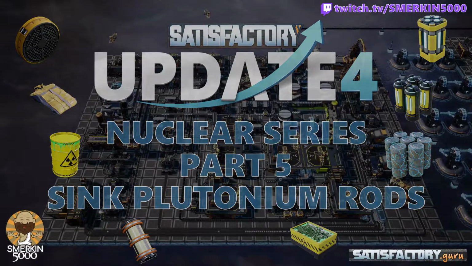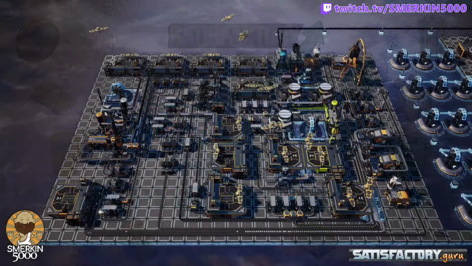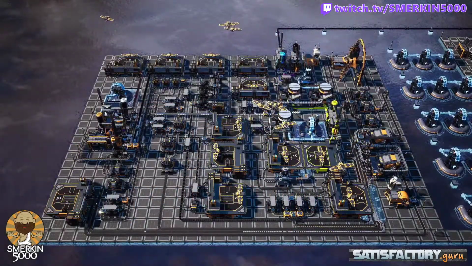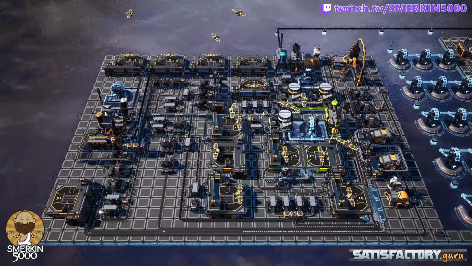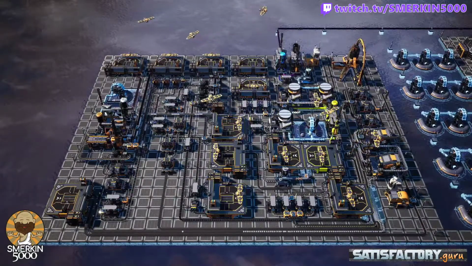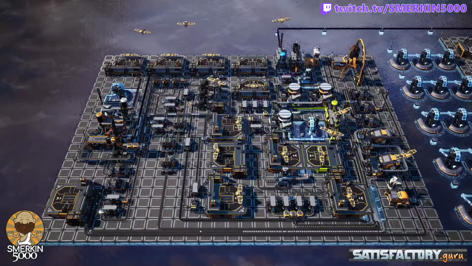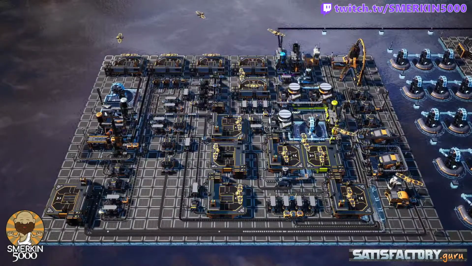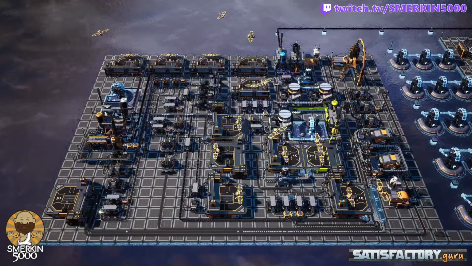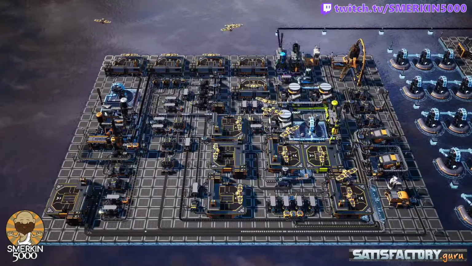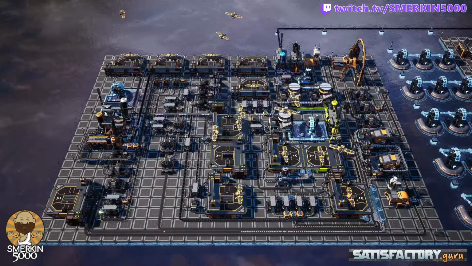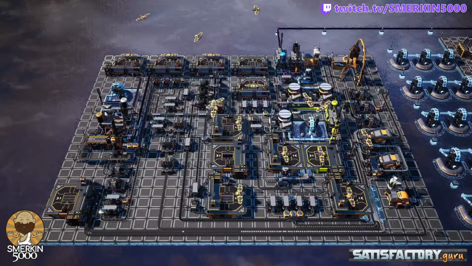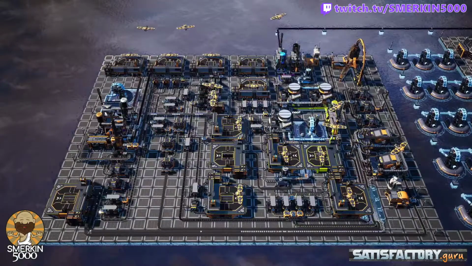In part 5, we will discuss the resources required in this plutonium process, and we'll also look at packaging water and packaging nitrogen gas. This build requires uranium waste, nitrogen gas, limestone, sulfur, iron ore, raw quartz, coal, copper ore, deuterium ore, bauxite and crude oil.